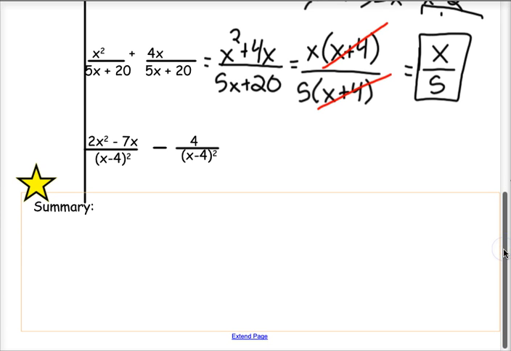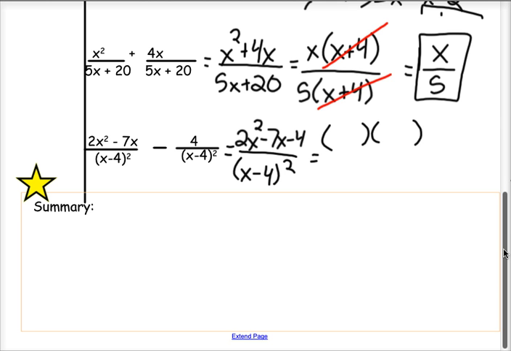Our last one for the day. Again, notice our denominators are the same. The x minus 4 squared, so we can just leave that. And notice on top, we are subtracting, so we're just going to get that. Now we're going to notice that top is a quadratic trinomial. So quadratic trinomial means it's possible that it can be factored. So you should check to see if it can be.